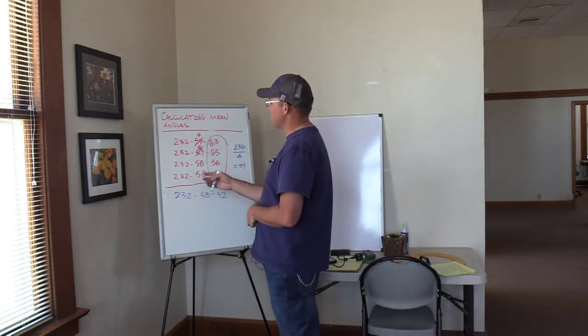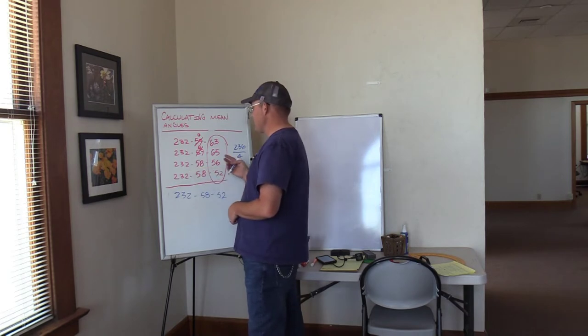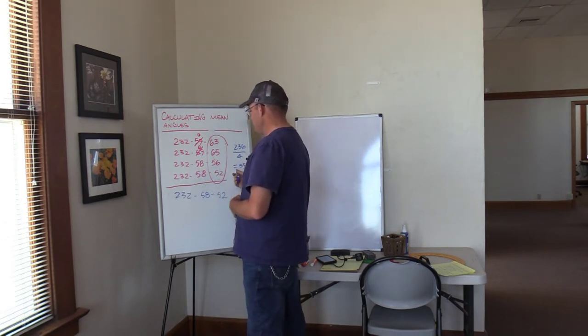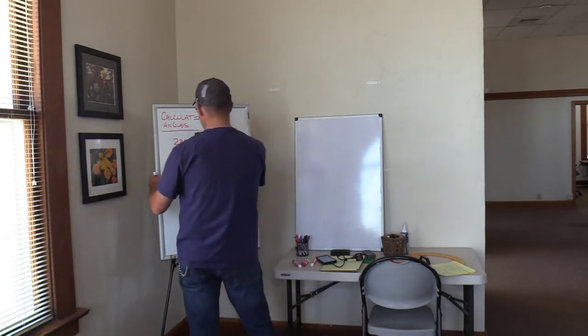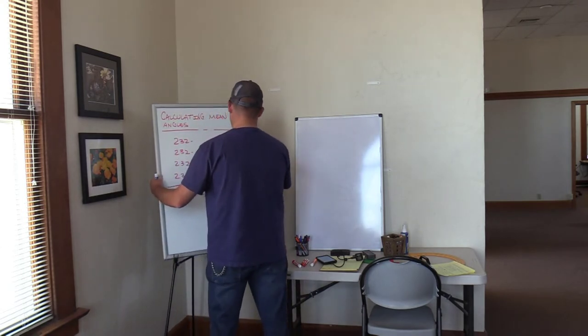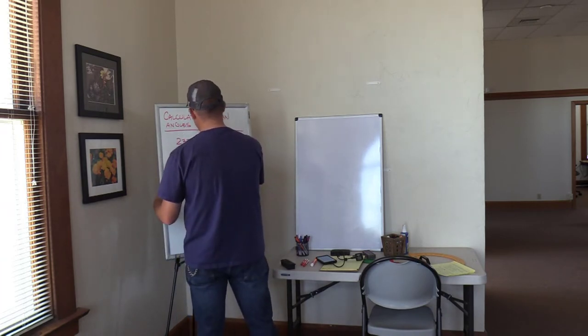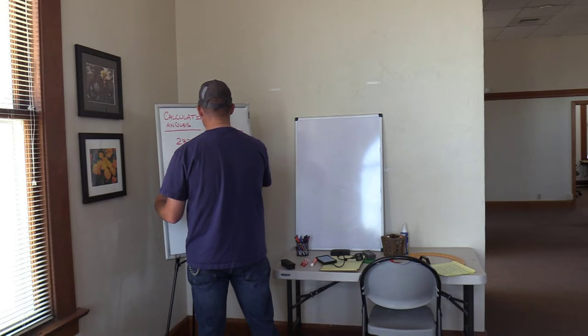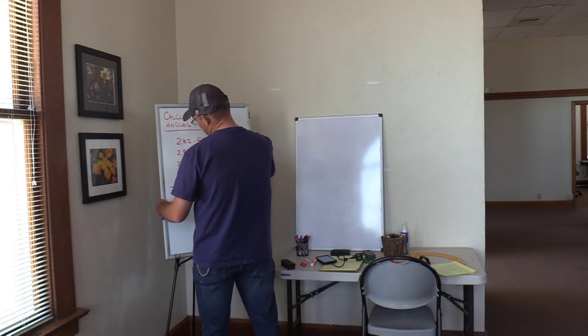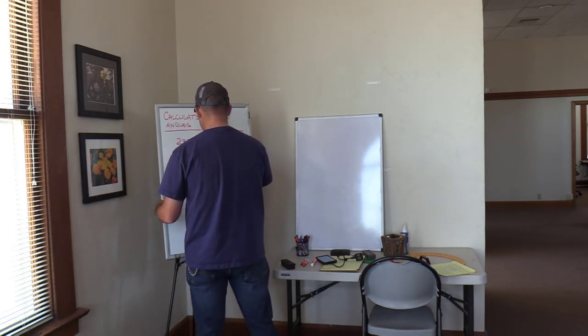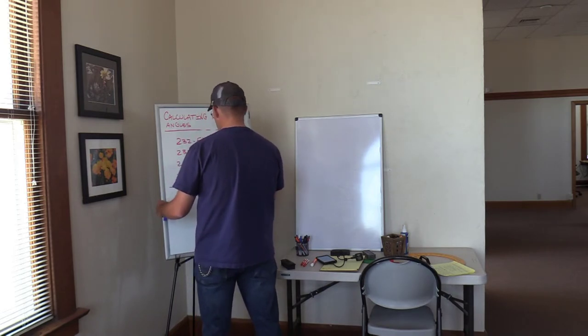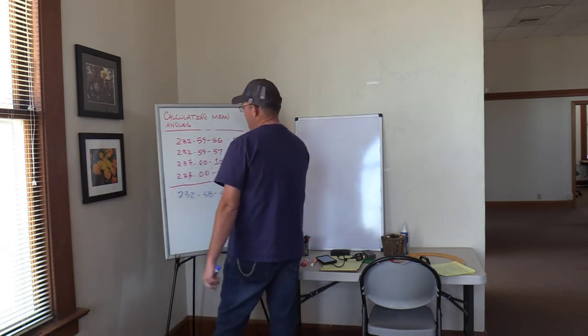Now, the same thing could apply to the degree column, right? Let me show you with another example. It's going to be the very same principle if you're close to a whole degree. So let's say we're 232, 59, 56, 232, 59, 57, and then we're 233, 0, 0, 10, and 233, 0, 0, 5. We want to figure out that average.